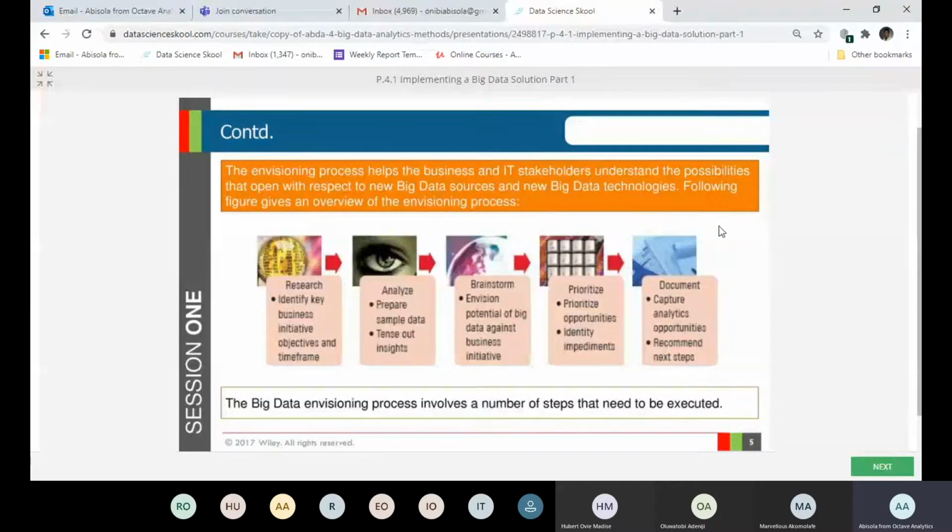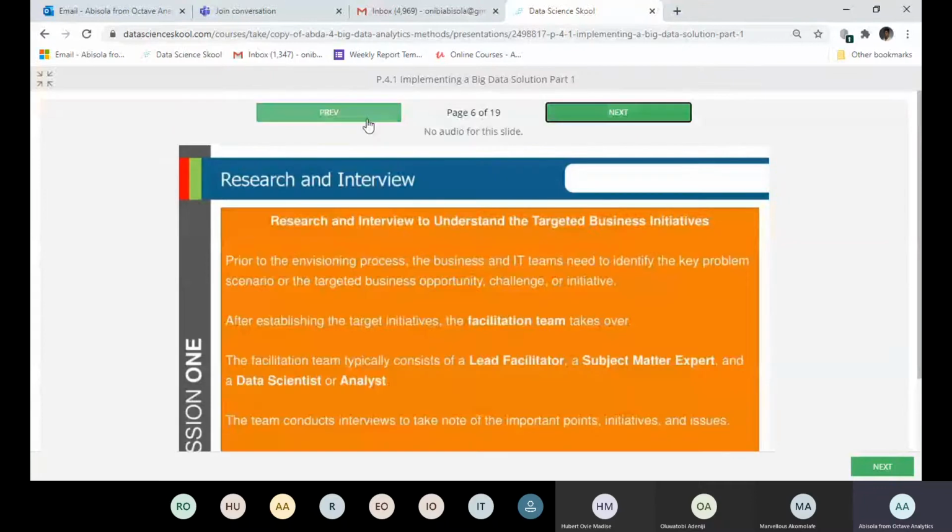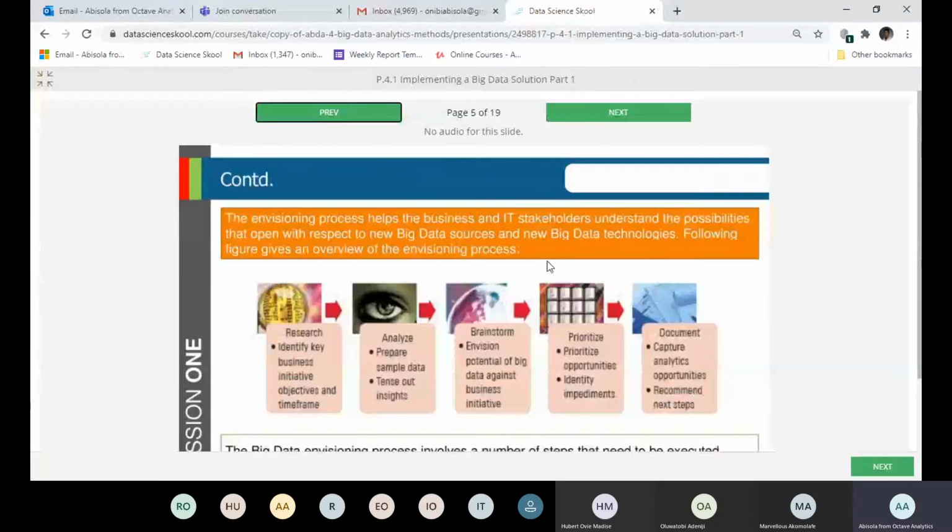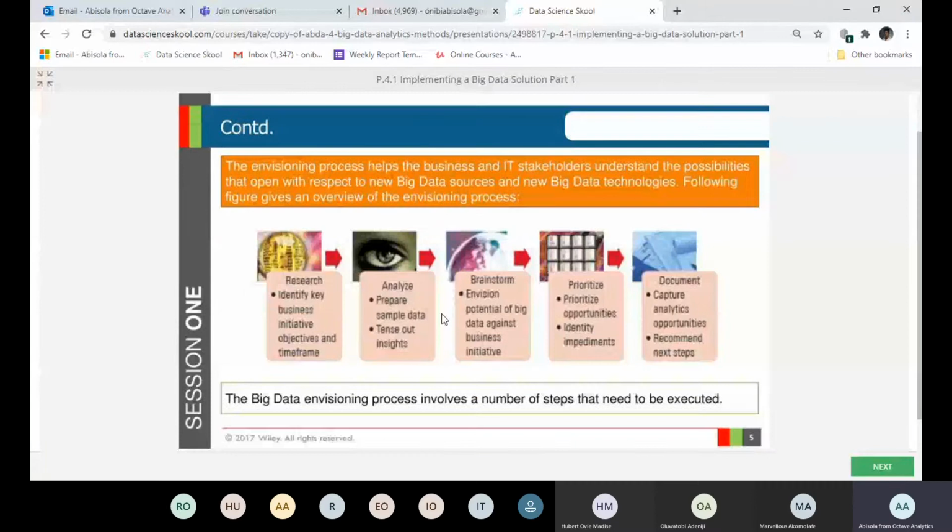With regards to that, this is an overview of the envisioning process. We have research, analyze, brainstorm, prioritize, and document. So research. We'll still go into this in detail. Just on the surface, research is you're trying to identify key business initiatives and objectives.